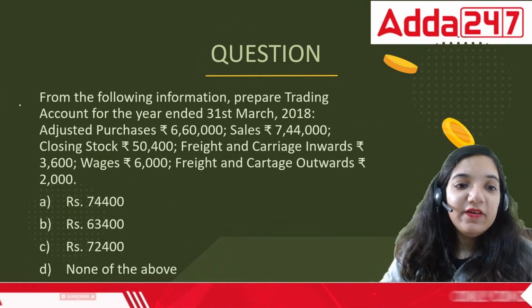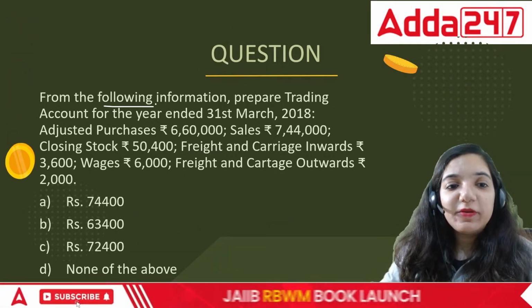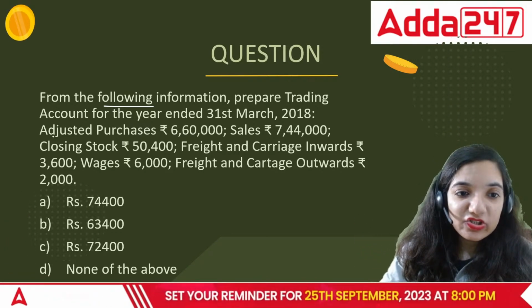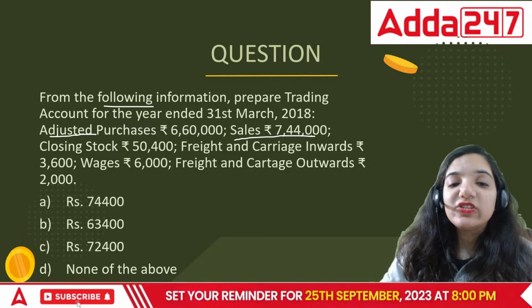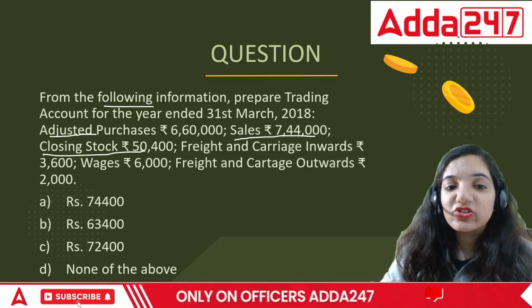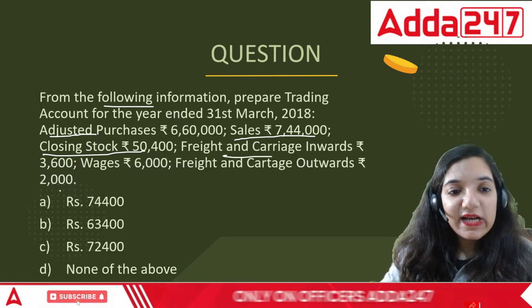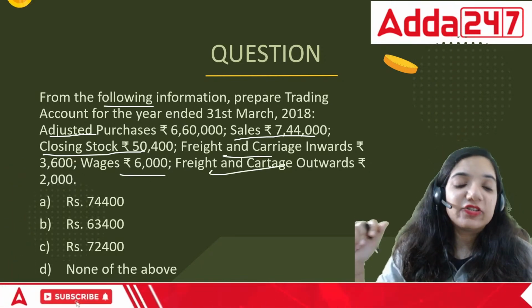Next point, everyone. From the following information, prepare the trading account. You have to prepare the trading account. They have given you adjusted purchases. They have given you sales. They have given you closing stock. They have given you furniture and wages and freight and cartage.